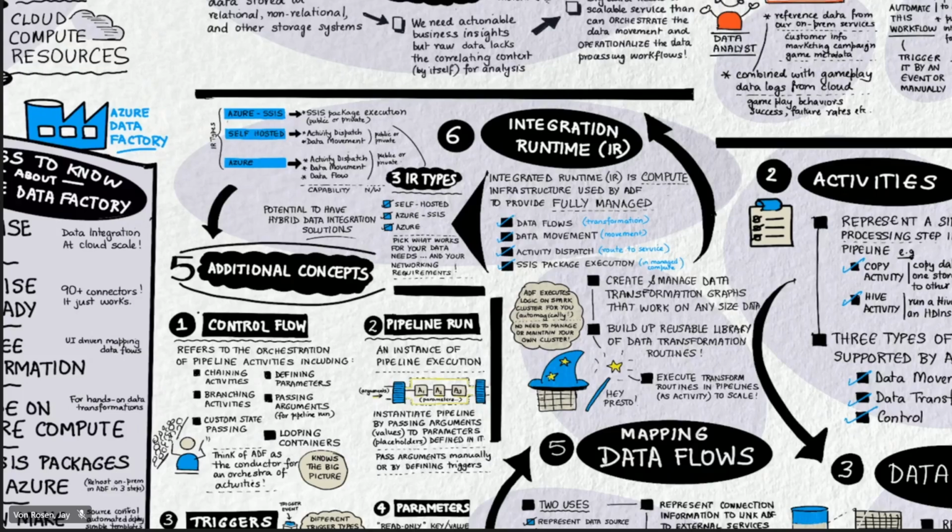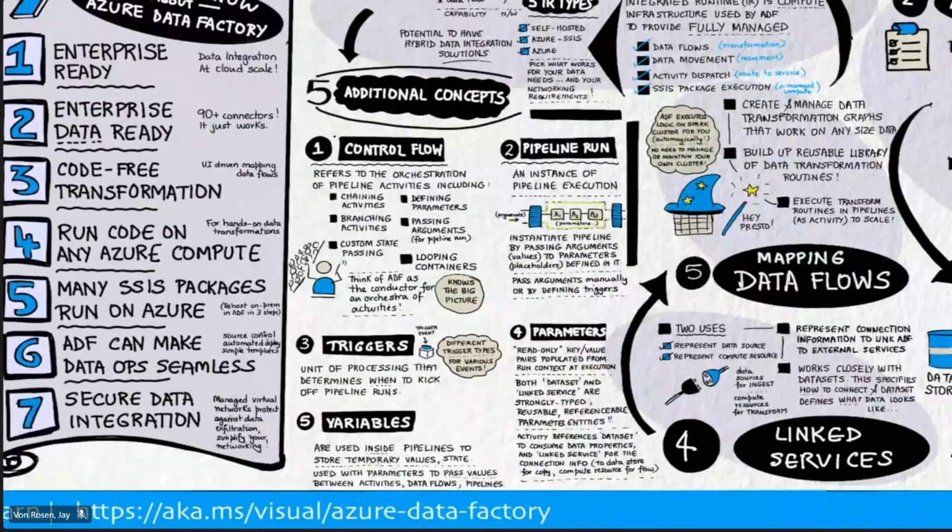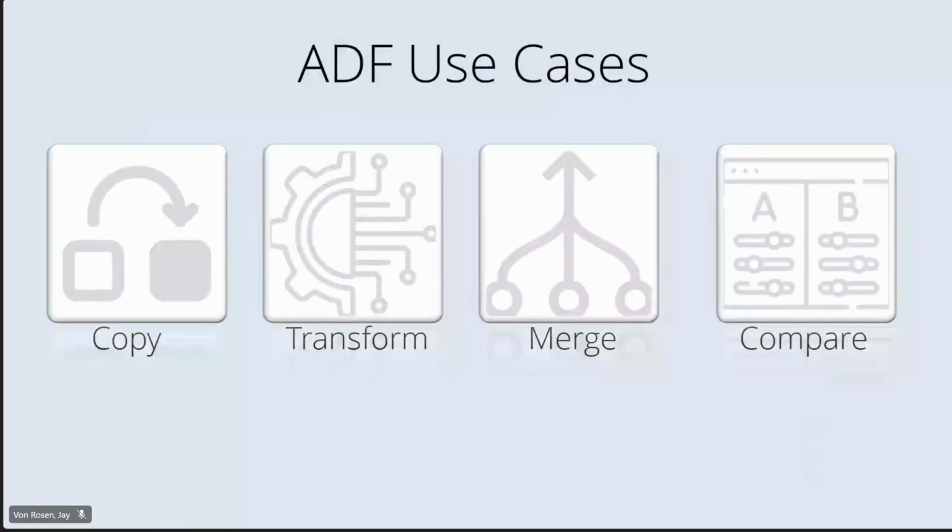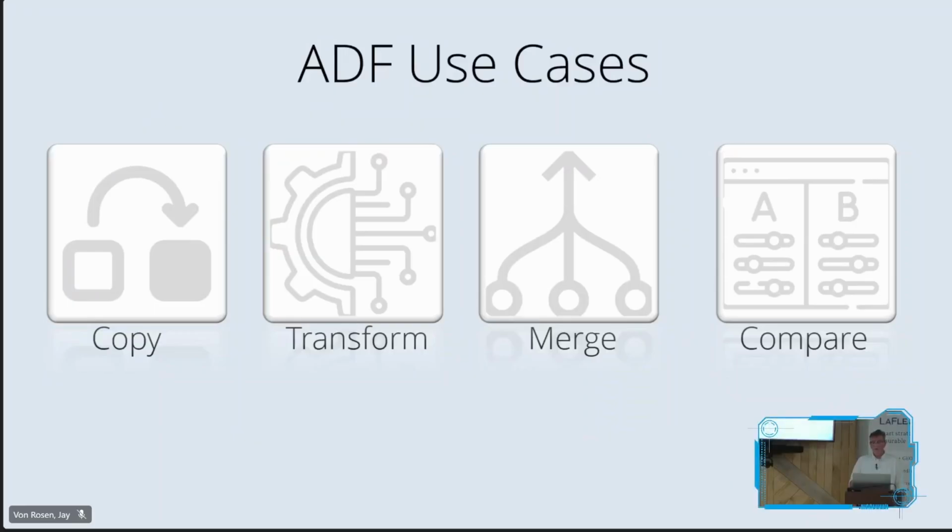And then this also has a couple other things. We won't go in depth here, but variables, parameters, triggers, it will make sense. A trigger is just a certain time of day or a certain event happening. This is what's going to kick off the pipeline. So the use cases that I'm going to be talking about today, there's a lot of others, but we'll just be doing copying data, transforming data, and then comparing and merging data.